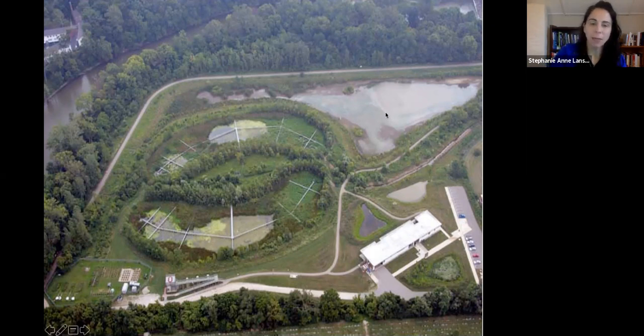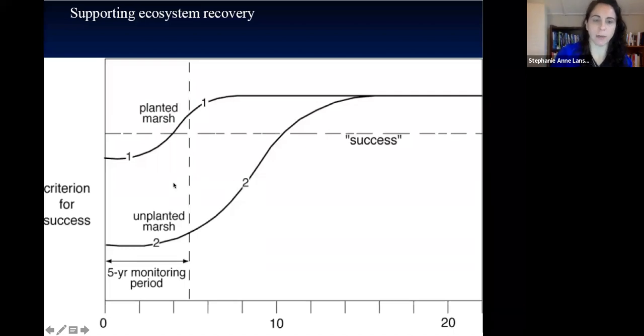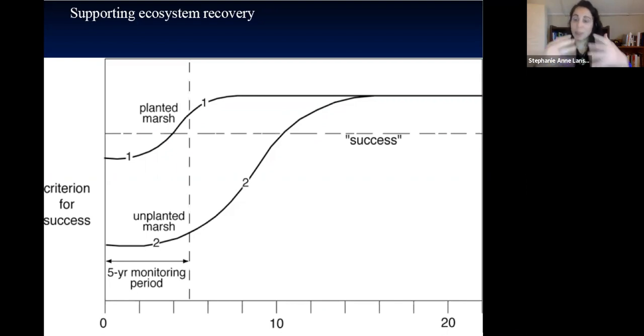And so he had these wetlands here. One wetland he planted and another wetland he didn't plant at all. What he wanted to do was look at the criterion for success. What he found was that the planted marsh did reach success within 5 years, which is the regulatory criterion for success. But the unplanted marsh also reached that success, though it took more like 10 years, because you had to let nature take its time. So either we can plant it and spur it along, or we can leave it unplanted and let nature take it, but it will take longer.